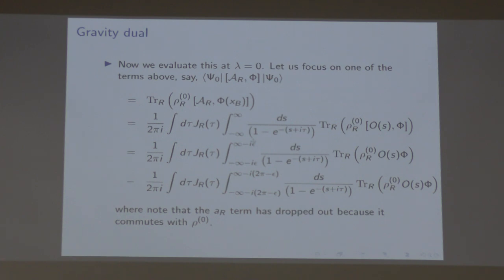And I told you that I'm going to take this operator on the L star side. At lambda equals zero, L star is the same as R, because the state is the thermal field double state. I'm going to take the operator to be on that side, and then take the limit as this operator approaches the quantum extremal surface.